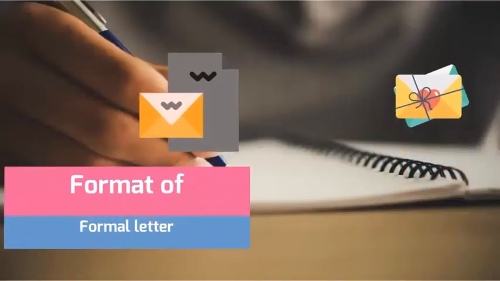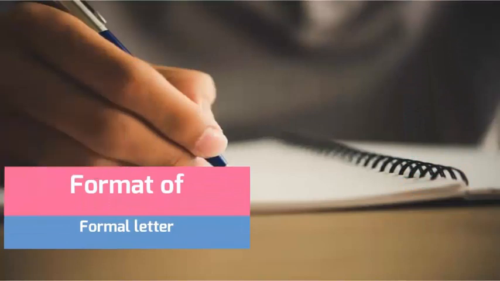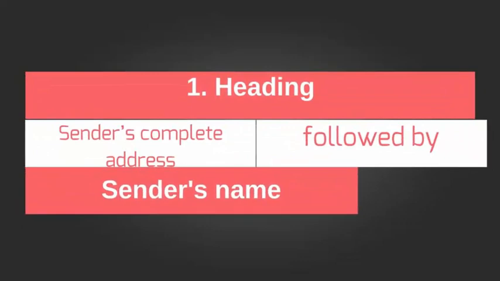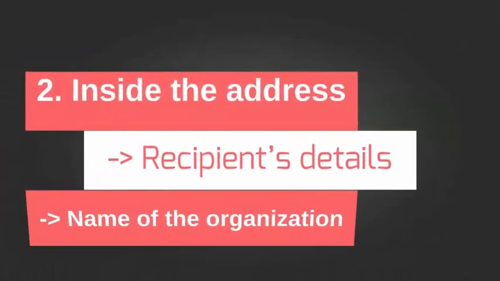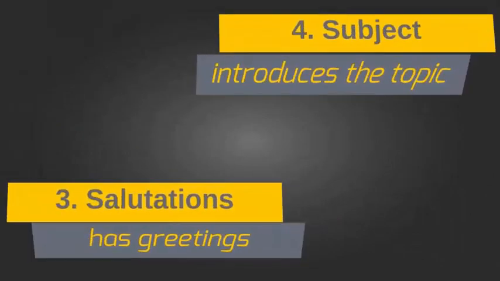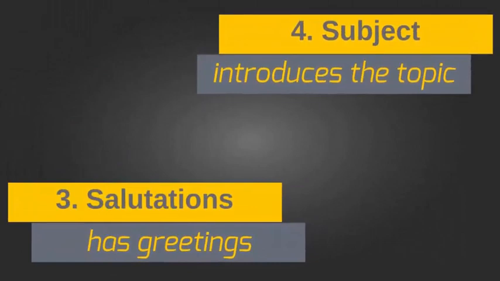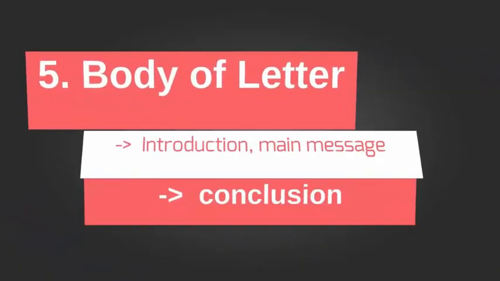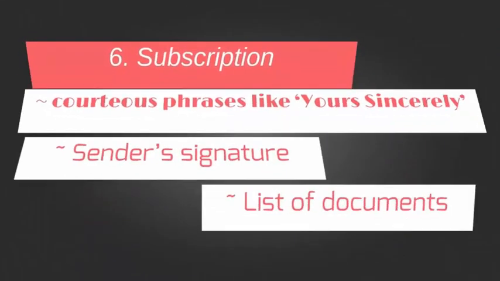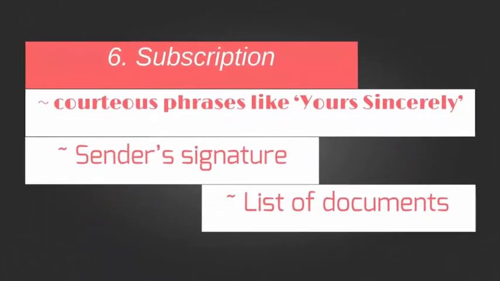Formal letters are also known as official or business letters. The format of the formal letter has the following sections. Heading has the sender's complete address followed by the name. Inside address has the recipient's details along with the name of the organization. Salutation has greetings. Subject introduces the topic. The body has introduction, main message, and conclusion. Subscription has courteous phrases like yours sincerely, which is followed by the sender's signature and the list of documents that may be attached with the letter.